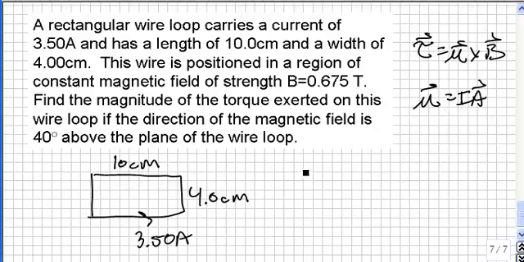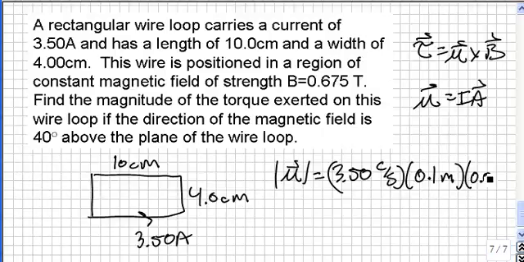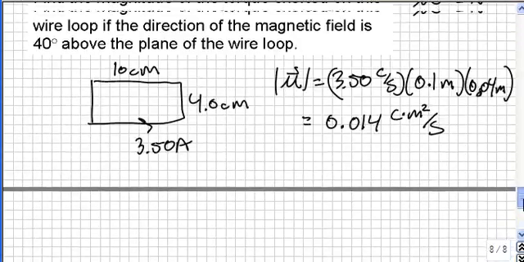So by far and away, the easiest way to do this problem is to calculate the magnetic dipole moment of this wire loop. In order to do that, we just need the current, which is given, 3.5 coulombs per second. And then we need the area. Well, for a rectangle, it's pretty straightforward. Probably the only tricky thing is we make sure we work in consistent units. So we'll put the length and the width in as meters. And so we can just multiply these things together, and we find that the magnetic dipole moment for this loop is 0.014 coulomb meter squared per second. Okay, so that's the first step in what we need to do.